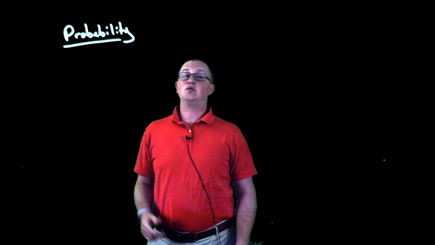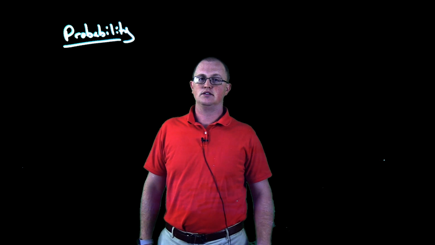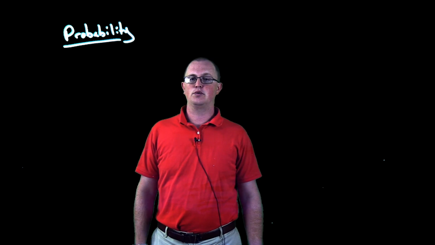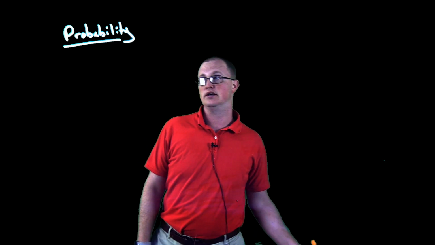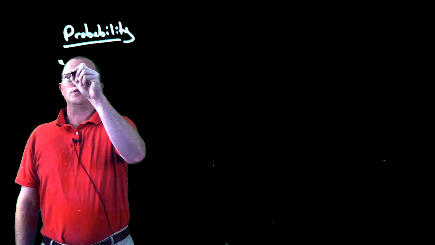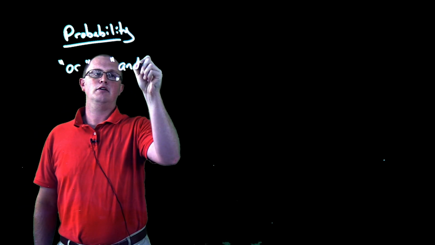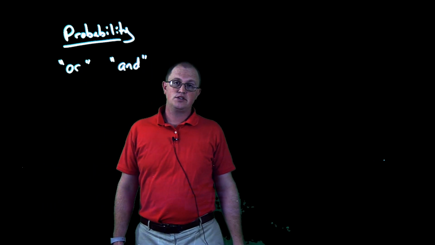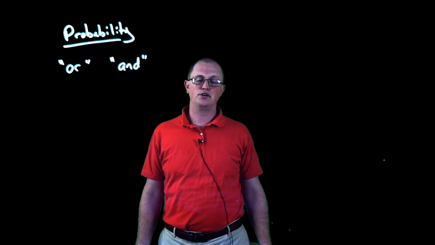Okay, so like I said, we want to continue talking about probability. There are two main words that we need to make sure we all agree on how they're going to be used when we're talking about probability. Those are the words "or" and "and". We're going to use these words to combine events to make new events.